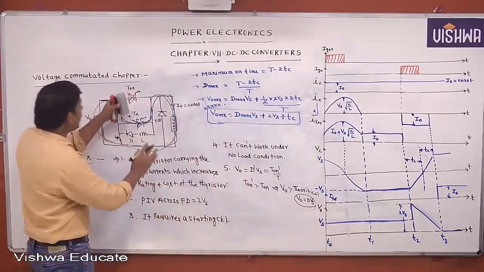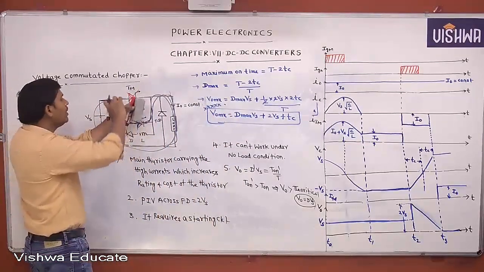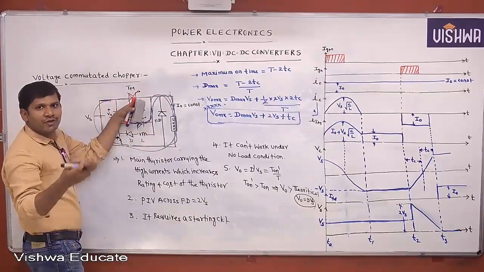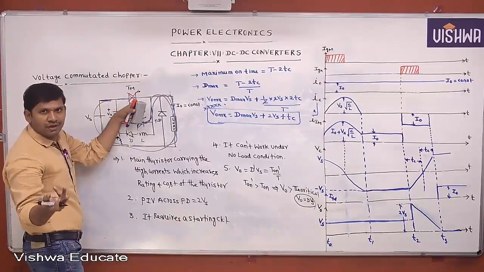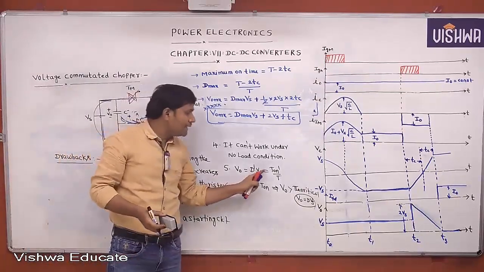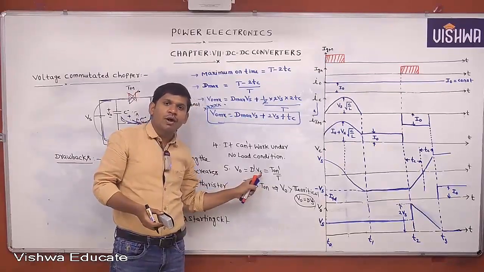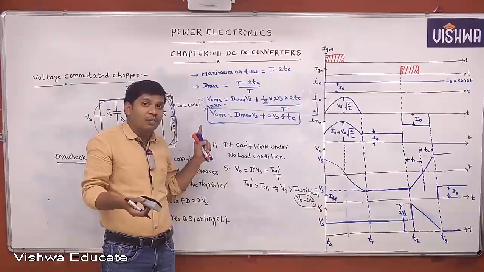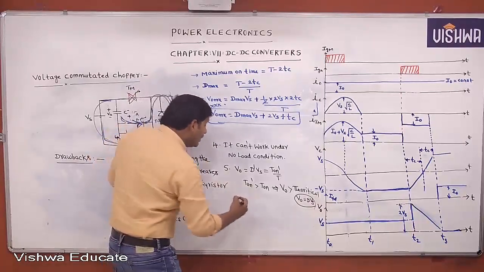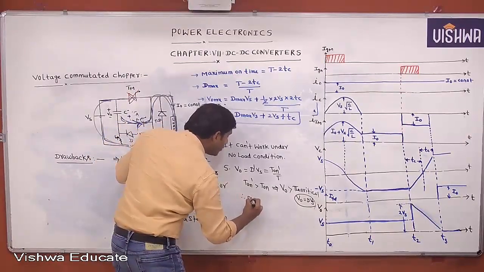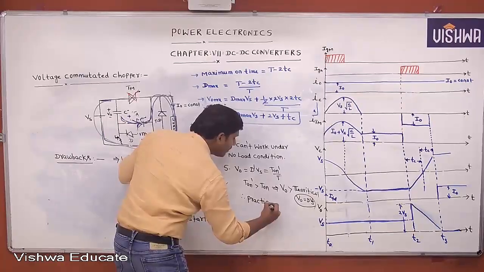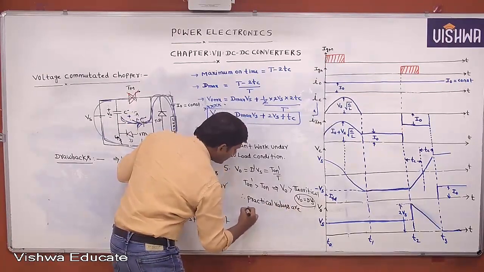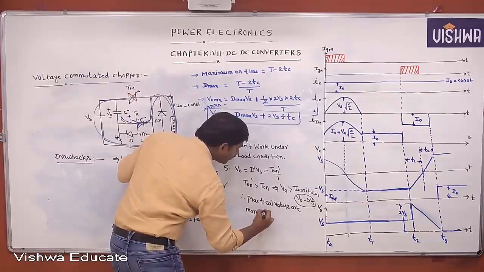Because without this commutation circuit, what is this chopper? Step down chopper. In step down chopper, what is V naught? dVs. But here, by considering the commutation circuit, what you are getting? D dash Vs. This is a practical case now, because we are also considering the commutation circuit. That's why practical values are more than the theoretical values.